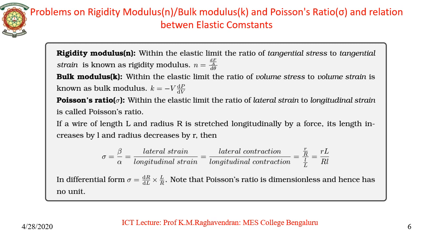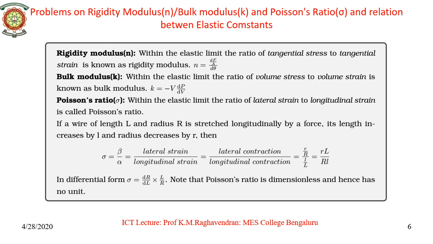The Poisson ratio is the ratio of the lateral strain to longitudinal strain. Now, what happens is when you have a wire which is fixed at one end and loaded at the other end, that is stretched longitudinally by a force, its length will increase while its area of cross section will decrease. In other words, it will contract, and this will decrease the radius r.